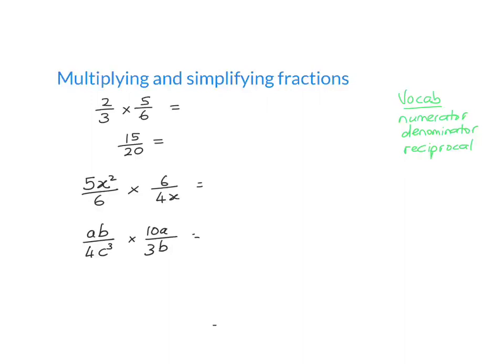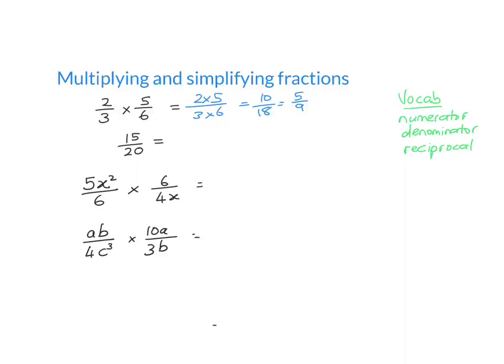Okay, when multiplying fractions, if you think back, we multiply along the top, all the numerators together, and then we multiply all the denominators. So the first one is just what you're familiar with. We go 2 times 5 on the top, 3 times 6, and so we end up with 10 over 18, which we can simplify to 5 over 9.